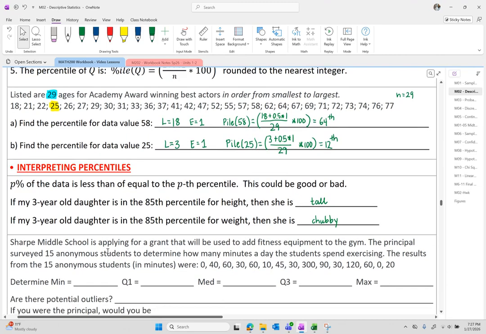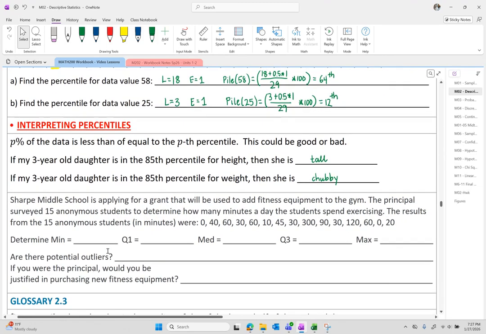Our final example is about Sharp Middle School that is applying for a grant to be used to add fitness equipment to the gym. The principal surveyed 15 anonymous students to determine how many minutes a day the students spent exercising. The results from the 15 anonymous students are in minutes. No, they are not in order. They were from 0 to 100 to 300, I see. We want to find the minimum, the quartiles, median, maximum, all of this. Are there potential outliers? If you were the principal, would you be justified in purchasing new fitness equipment?